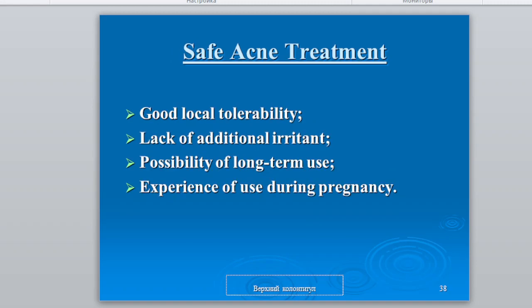Next, safe acne treatment. Good local tolerability. Lack of additional irritant. Possibility of long-term use. Experience of use during pregnancy.